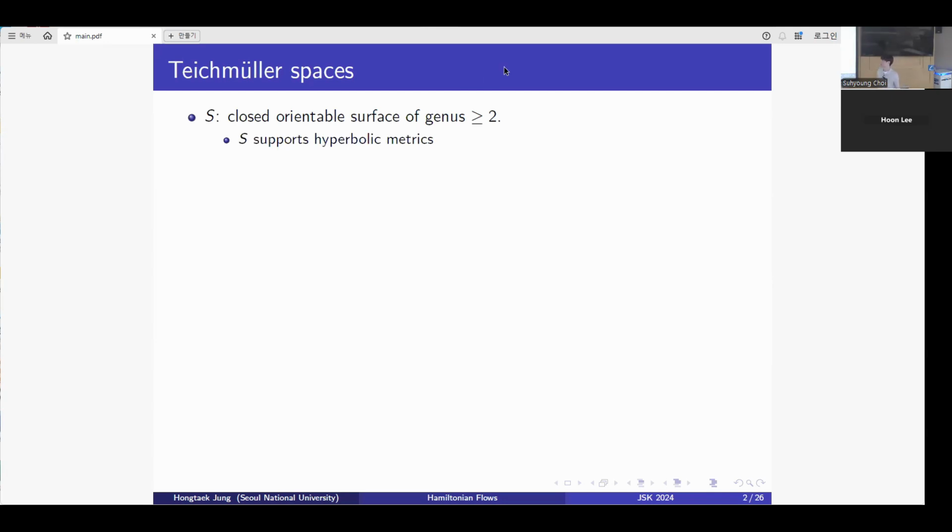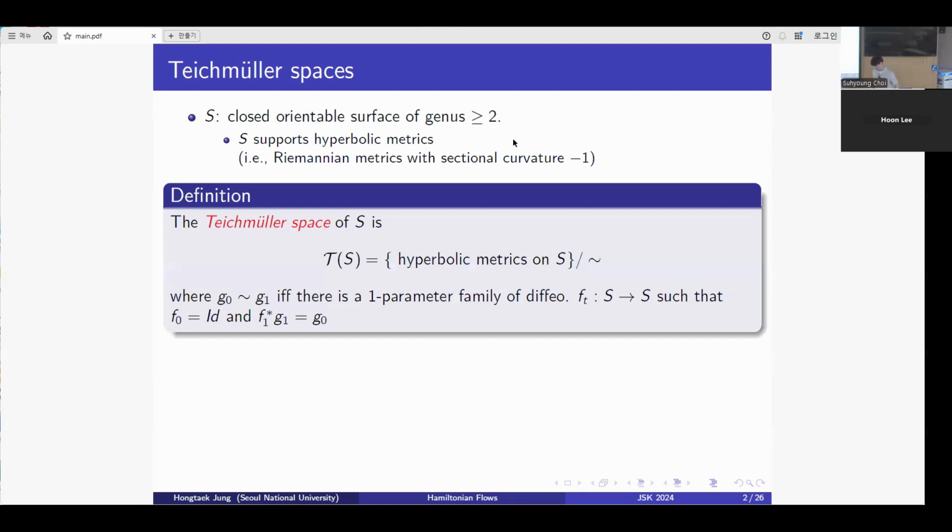In this setting, our surface S always supports a hyperbolic metric. What I mean by hyperbolic metric is a Riemannian metric with a sectional curvature constant -1. And the Teichmuller space of S is morally just to collect all the hyperbolic metrics defined on S, and you take the equivalence class. The equivalence class is defined as follows. The hyperbolic metrics G0 and G1 are equivalent if and only if there exists a one-parameter family of self-diffeomorphisms f_t that brings one metric G1 to G0, and this is the identity at time 0.